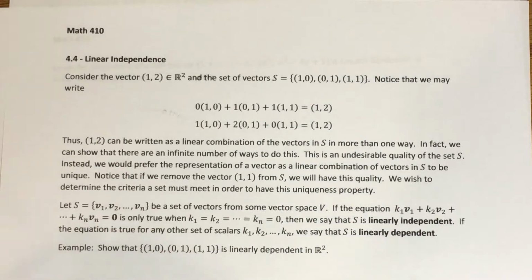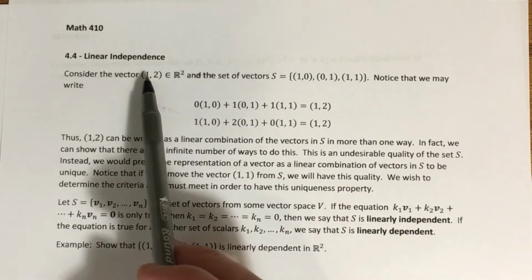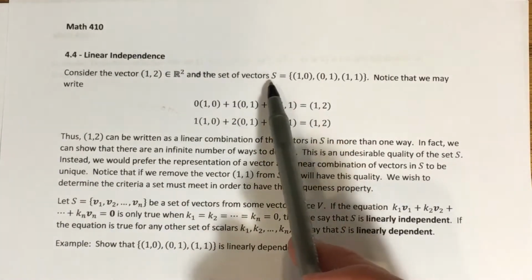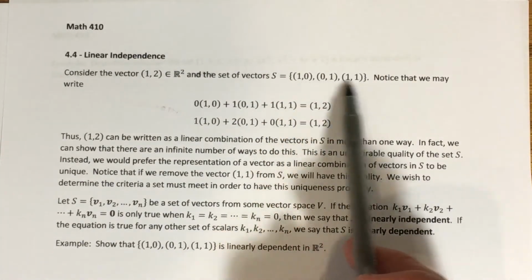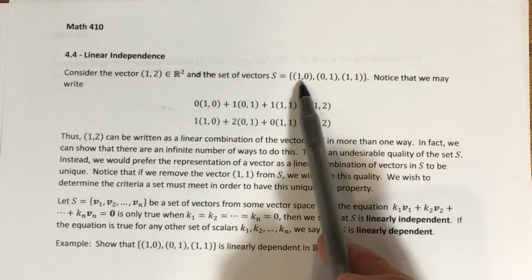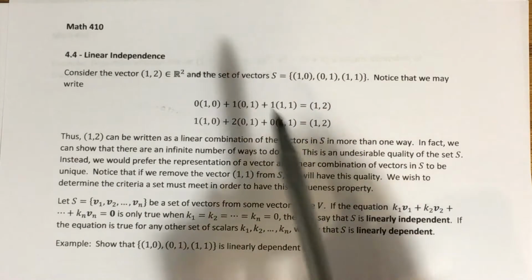It's a little bit vague, but let's use an example to illustrate this. Think about R2 for a moment. And specifically, let's look at the vector 1, 2 in the space R2. And let's consider the set S, which has these three vectors in it. Notice the first two vectors are your standard basis vectors, i and j, but written in component form: 1, 0 and 0, 1. And then we're going to include a third vector in there, 1, 1.